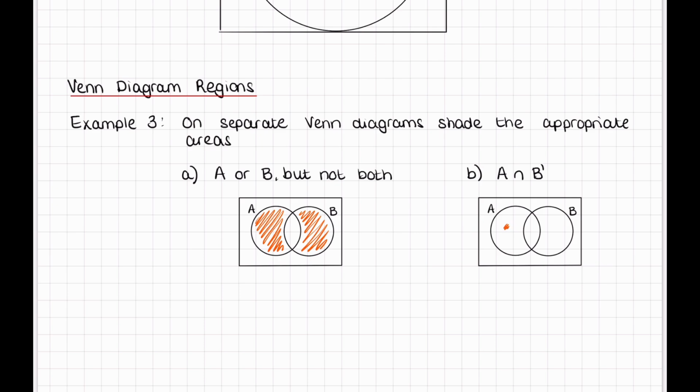This bit here, is it A? Yes. Is it not B? Yes, that is not in B. So because we said yes to both, we shade it in. Then the outside, is it A? Nope. As soon as I say no, I can't shade it in. So that's the best way sometimes to approach these shading questions: go through each section and ask yourself the question with what you're looking to shade.